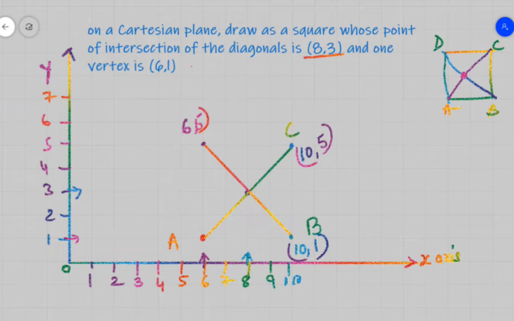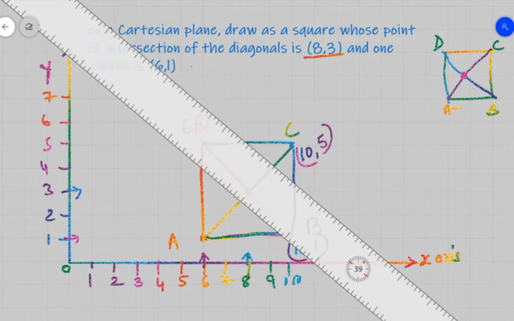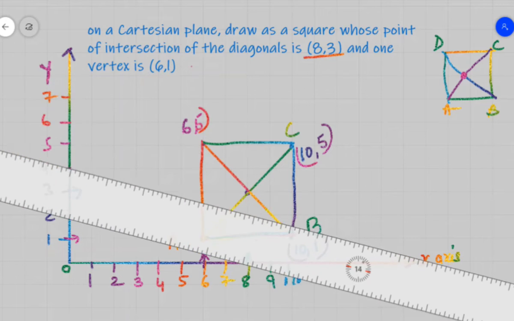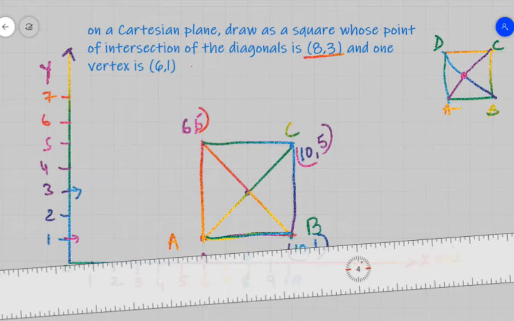First of all let us join it. If you join, you will get this one and then this one. Children, please use scale when you draw. This one and then this one. This is your square. Okay. Please use a scale when you draw. Okay, I'm using it to make lines straight. If you will not use scale, the lines will not be straight.